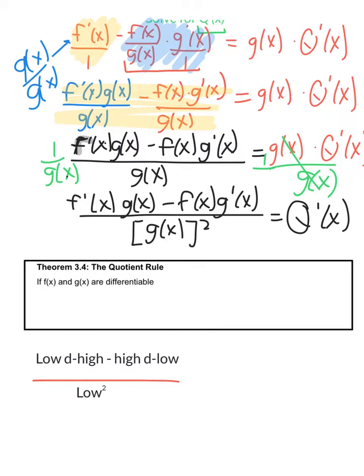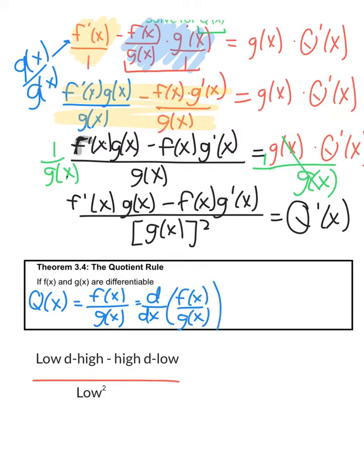So just to be slightly more clear in our box here, if we have some function q of x, which is really just two different functions being divided, the derivative with respect to their common input, right? They both have to have the same input x, of this function will be given by our formula that we just discovered here.